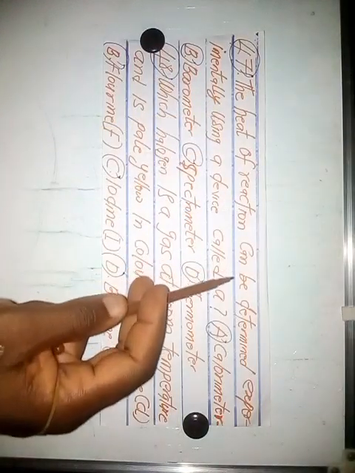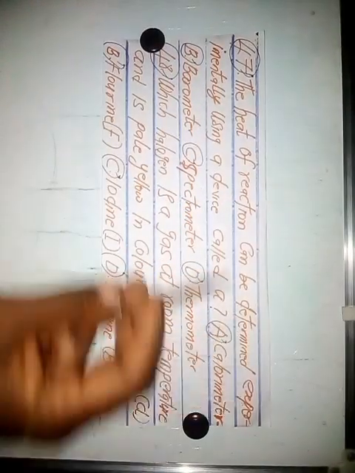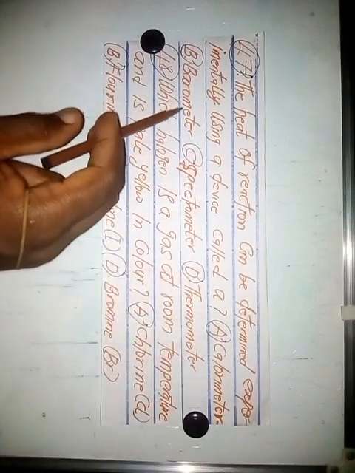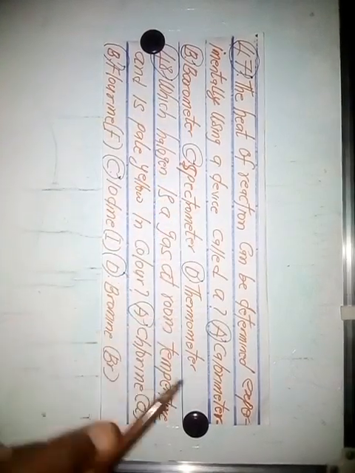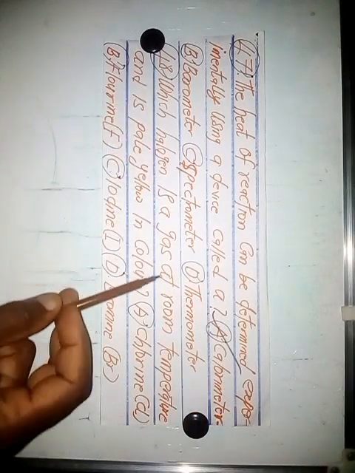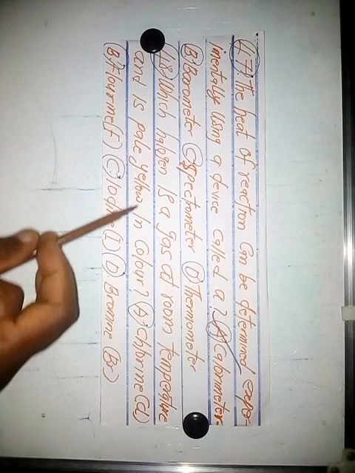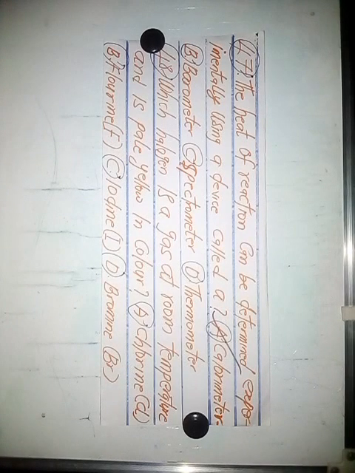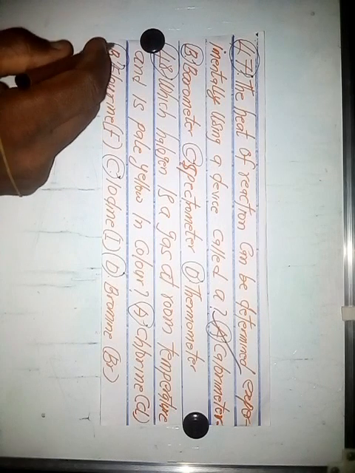The heat of reaction can be determined experimentally using a device called a calorimeter, barometer, spectrometer, thermometer. The answer is calorimeter. Which halogen is a gas at room temperature and is pale yellow in color? Chlorine, fluorine, iodine, bromine. So your answer will have to be fluorine.